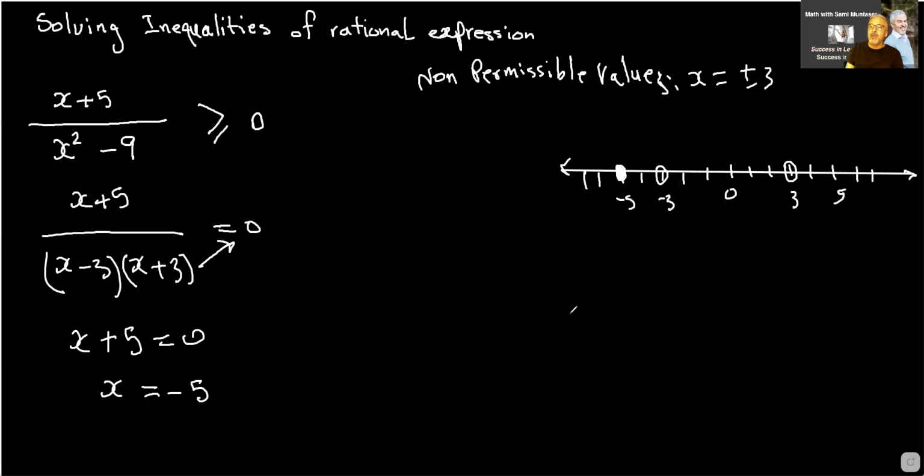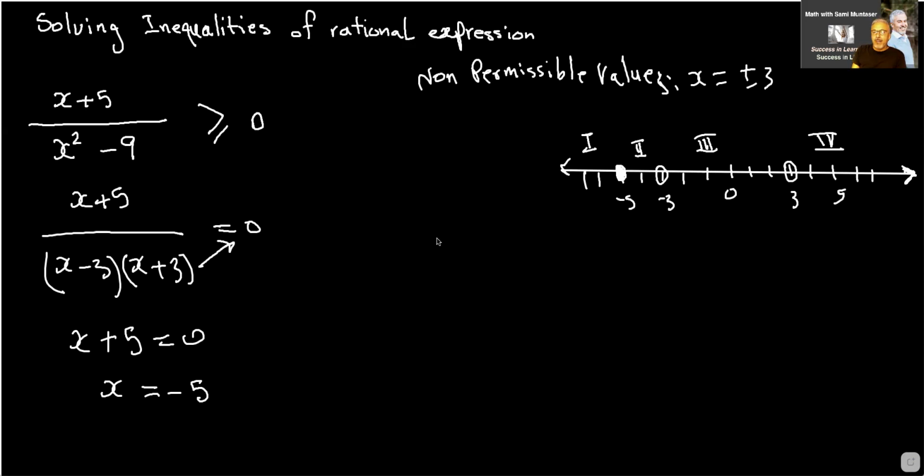Now at this stage, you want to find out where you're going to shade. Remember, your non-permissible values have to be put on your number line, because you've got to test everywhere in between. This x value and the non-permissible values divided this number line into 4 regions. So this is region 1, and this is region 2 right here. There's region 3 right there, and then it's region 4 right there. So we've got to test a number in each region.